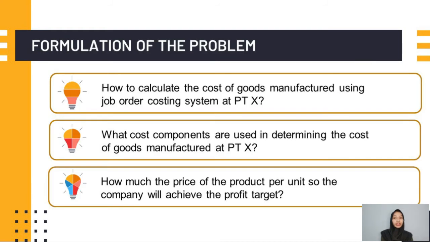Next is formulation of the problem. 1. How to calculate the cost of goods manufactured using job order costing system at PTX. 2. What cost components are used in determining the cost of goods manufactured at PTX? And 3. How much is the price of the product per unit so the company will achieve the profit target?